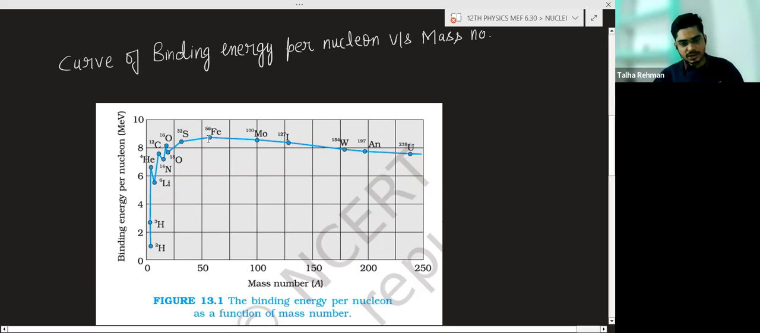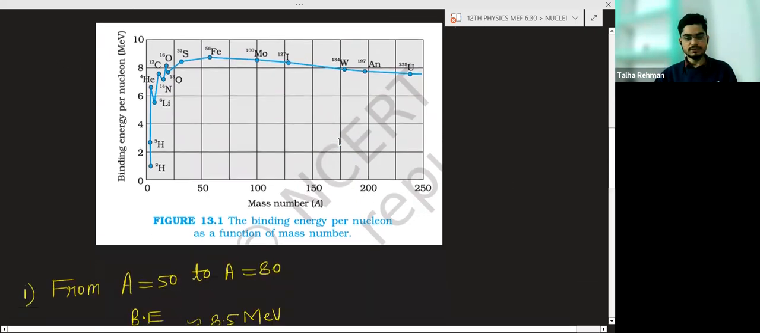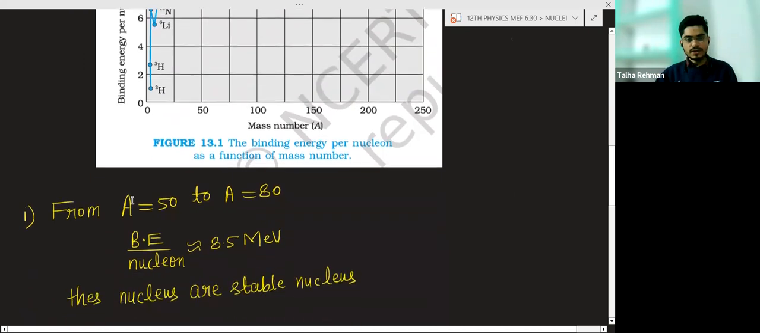So basically this is the curve. No need to learn this curve. There are some results that you have to remember. From mass number 50 to 80, binding energy per nucleon is approximately equal to 8.5 mega electron volt.